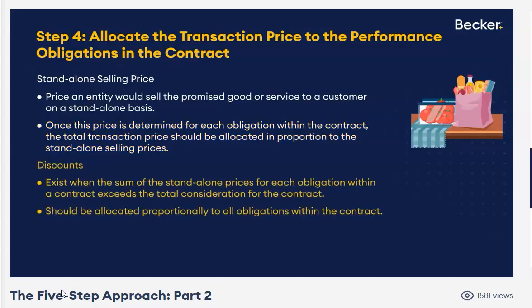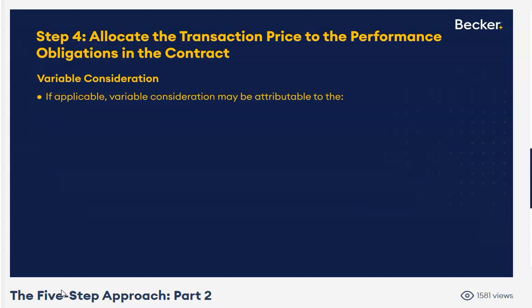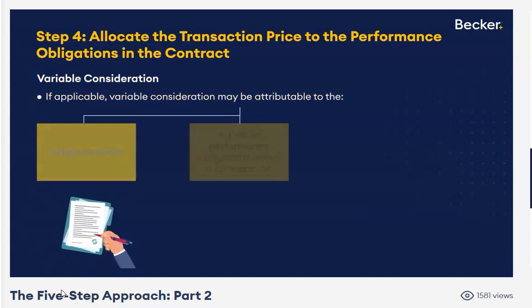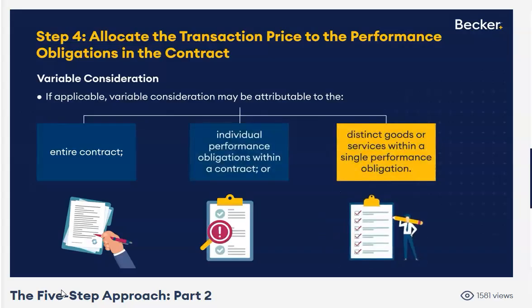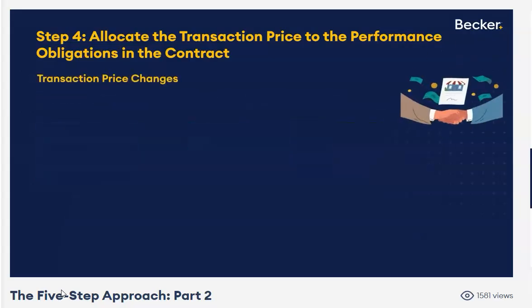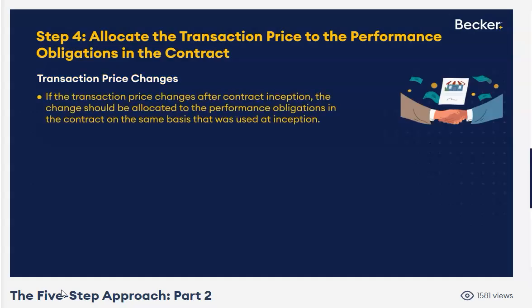If there were discounts, that's allocated proportionally. If there's variable consideration, it may be allocated to the entire contract, or it may be to one element, that ultimately they may buy 1, they may buy 2, they may need 3 over a stated period of time. So it could be to an individual performance obligation or one distinct good or service. Now, what about if the transaction price changes? Any change in the contract price should be allocated to each and every performance obligation based on the same basis that was used originally. Now, things change.